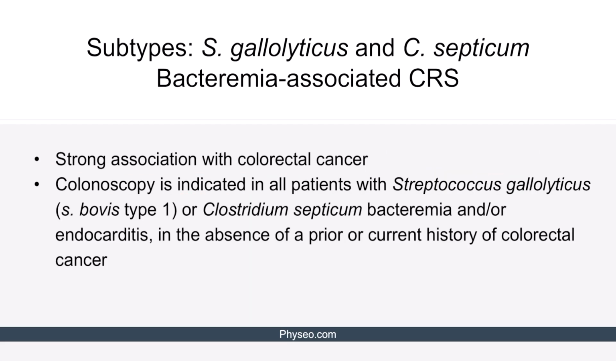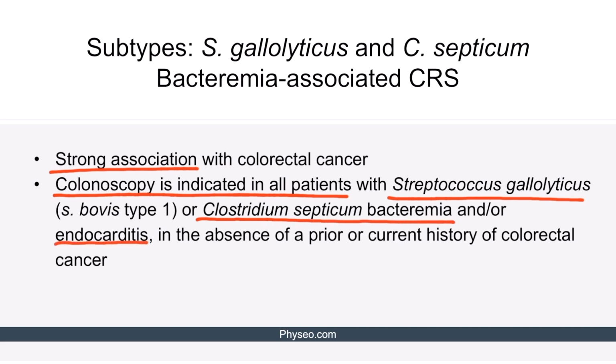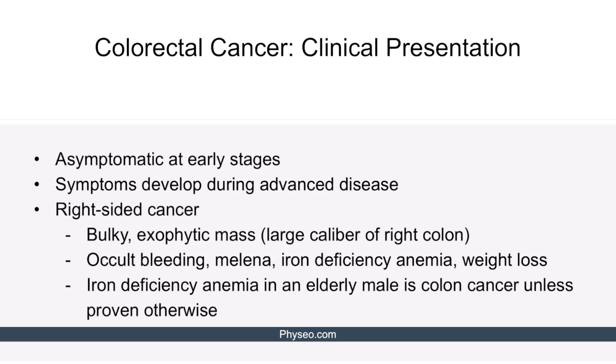Now, Streptococcus gallolyticus and Clostridium septicum, those bacteremias associated with those bacteria, have a strong association with colorectal cancer. So, colonoscopy is indicated in all patients with Strep gallolyticus, formerly known as Strep bovis type 1. And the same is true for Clostridium septicum, or endocarditis. And I want to emphasize that this colonoscopy is recommended even in the absence of a prior or current history of colorectal cancer. In other words, bacteremia with either of these pathogens is enough of an indication to get a colonoscopy. Now let's move on to clinical presentation.